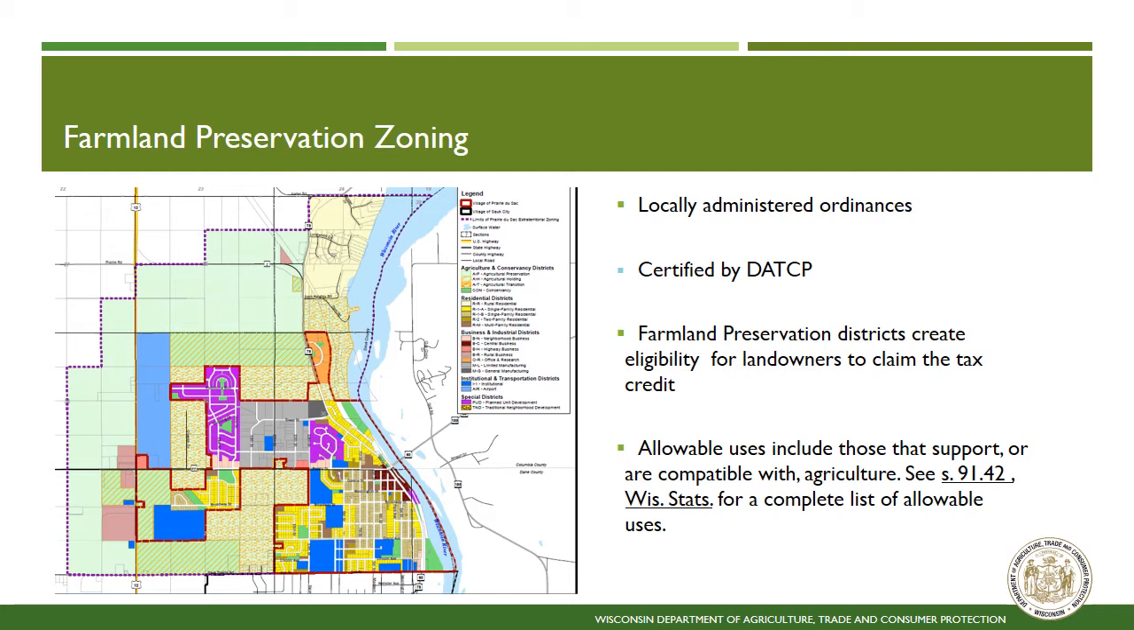Certified farmland preservation zoning districts are similar to general agricultural districts, except that they restrict allowable uses in the district to uses that support or are compatible with agriculture. Such uses may include cropping or keeping livestock, farm residences or businesses, agricultural equipment dealers and processing facilities, public utilities, and more.